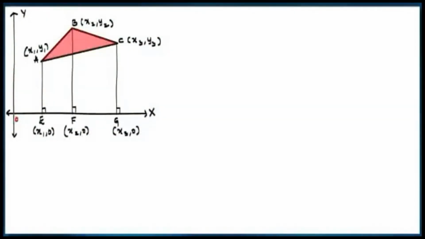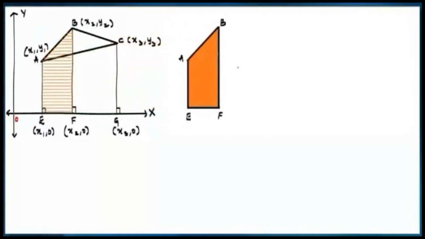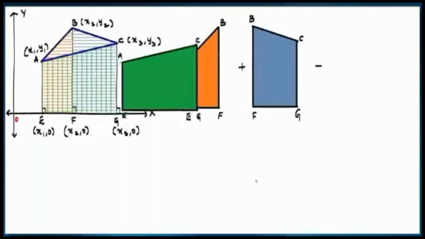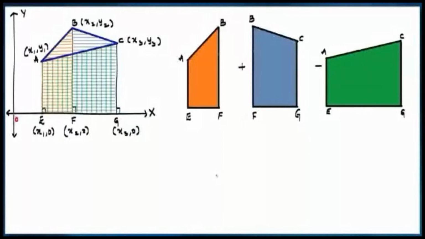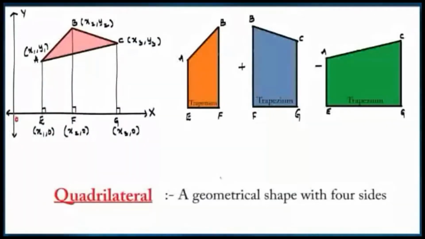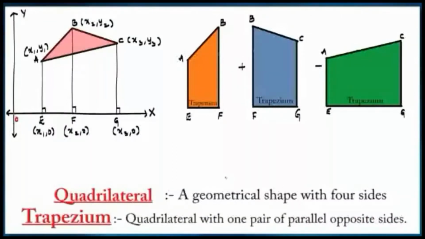Here we have 6 points A, B, C, E, F, G. If we take the first trapezium A, B, F, E, then B, F, G, C, then the third trapezium A, E, G, C. If we add the first two trapeziums and subtract the third trapezium, definitely we will get the area of the triangle. When you look at the figure, you can understand clearly.